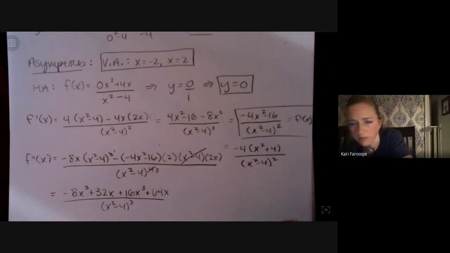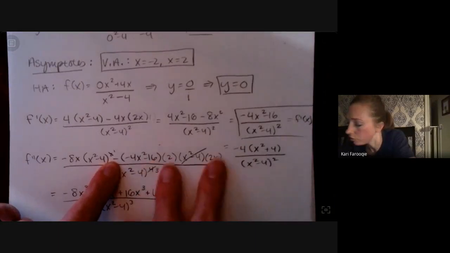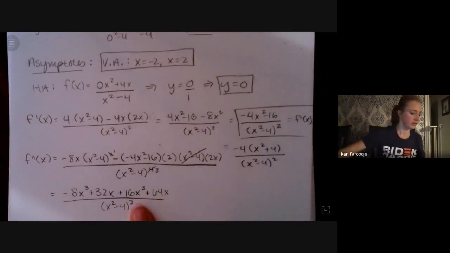Positive 64x. I think I said positive and wrote negative. A negative times a negative gives you a positive, and the 2 and the 2 are positive. So that gives you a positive 64x. But everything else looks good.